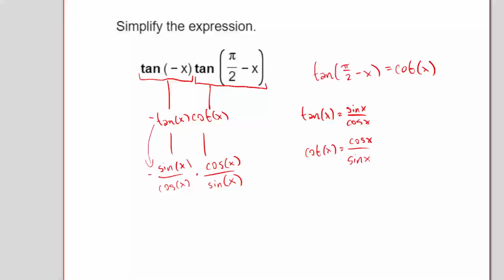Now here you can see we have a pretty good simplification. This sine will cancel out with this sine, and this cosine will cancel out with this cosine, and we will be left with just this negative as negative 1, because it's kind of like negative 1 times all of this. And since all of this cancels out, we will just be left with negative 1, which is the answer.